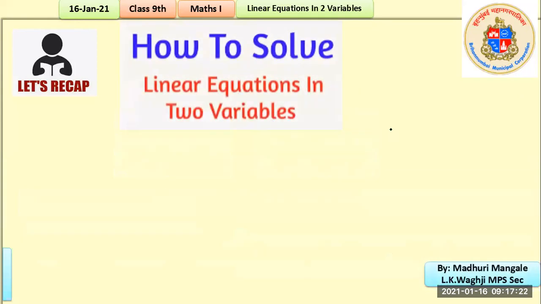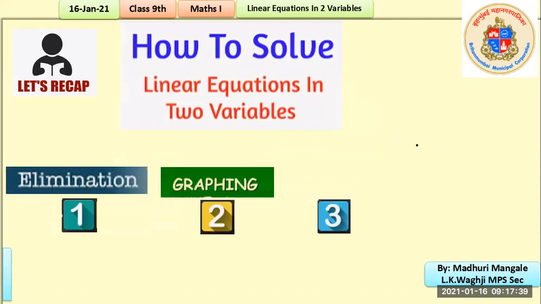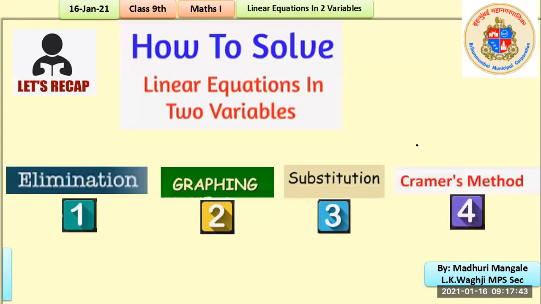And in class 9, we are going to study how to solve linear equations in two variables. There are different methods, rather four methods. First is the elimination method. Second is the graphing method. Then we have the substitution method and Cramer's method. These are various methods to solve linear equations in two variables.